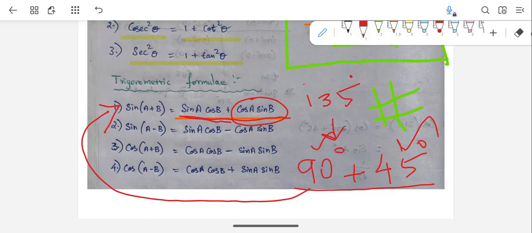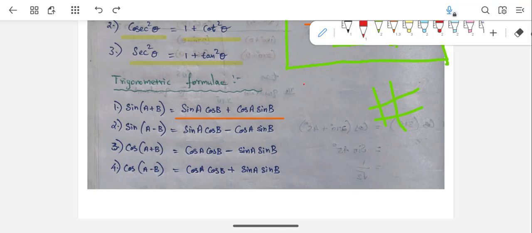Okay, so like this only you can use this, guys. Next formula you can see: sin(a - b), you can expand in the same way, right? Sin a cos b is the same, but the difference is here it is minus cos a sin b. So based on the sign on the left, on the right side also the sign will change, guys. Those things you should be very careful about.